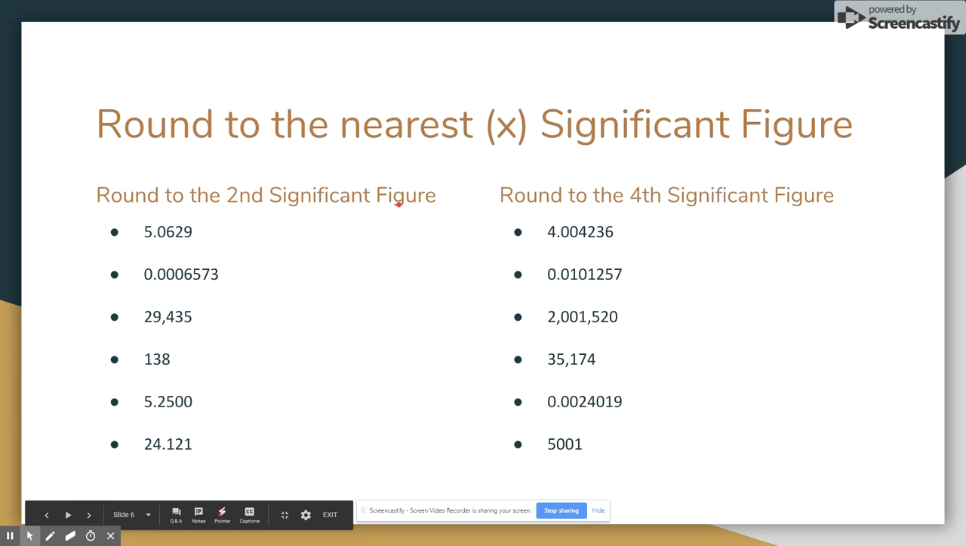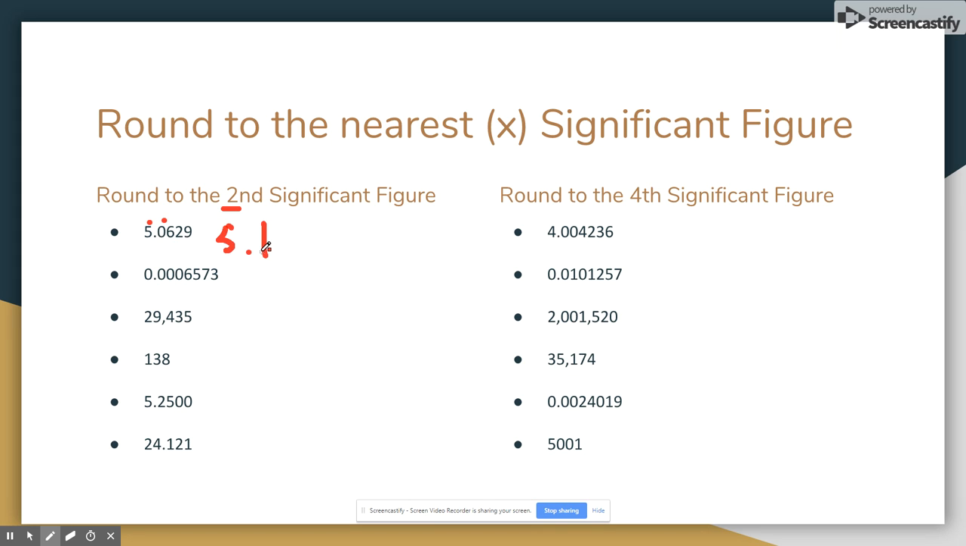Okay, so now let's talk about rounding to a certain significant figure. First off, you want to look at the question, and it says second significant figure. That means you have to look at the second significant figure and then round to it, obviously. So let's look at the first one. The second significant figure here is zero, because if a zero is in between two other significant figures, it will also be significant. So that means you'll have to round this 0, 1, 2, which will mean this will be 5.1.